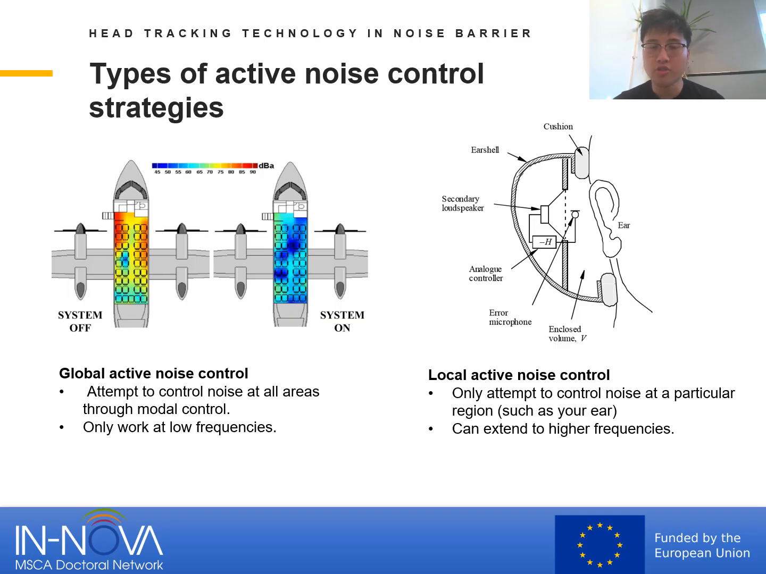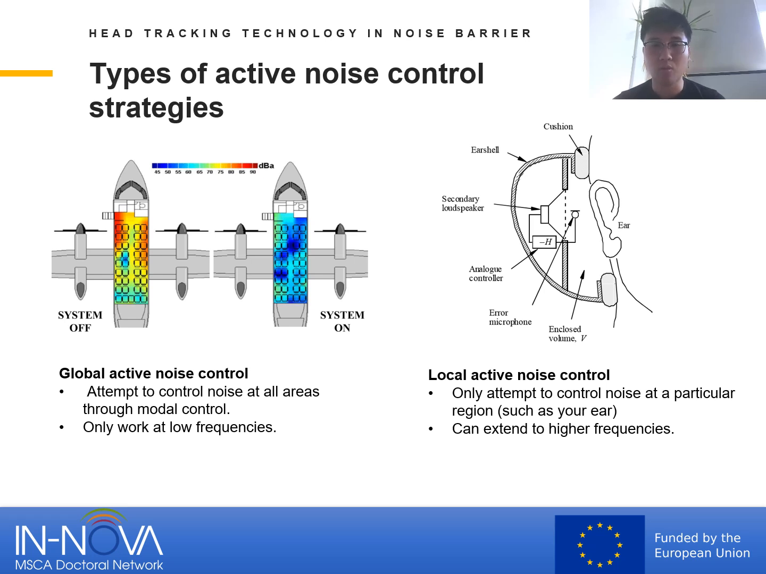Before we talk about head tracking technologies, we need to first understand the different types of active noise control strategies currently being employed. The first one would be the global active noise control that essentially attempts to control noise within the entire enclosure. However, this method will only work at low frequencies, and its performance also depends on the type of enclosure that you have.